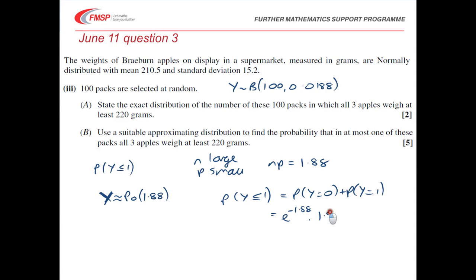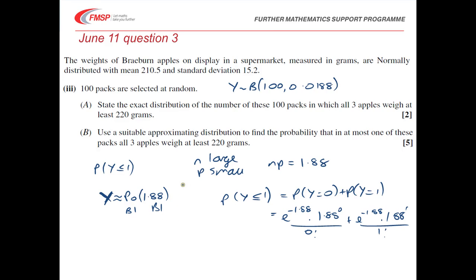So 1.88 to the power of 0 over 0 factorial plus e to the minus 1.88 times 1.88 to the 1 over 1 factorial. Okay, so before we get the answer, let me show you where all your marks are at the minute. So we're going to get one more mark here for stating it's Poisson. You're going to get 1 mark for stating it's a Poisson with a mean of 1.88.